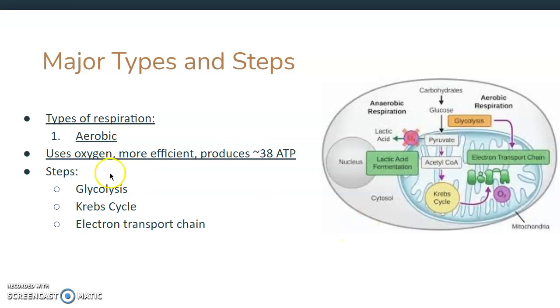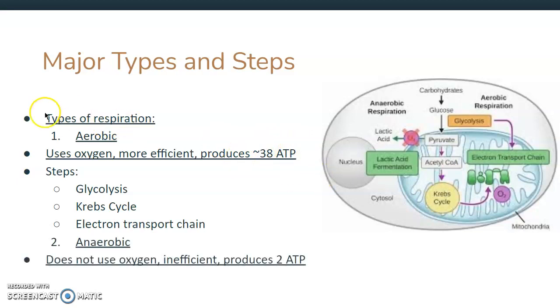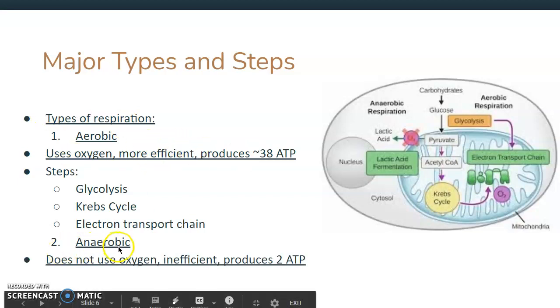Because it uses oxygen, as we saw in our overall chemical equation, we need oxygen, and it's all about producing a lot of energy. Aerobic produces a lot. Anaerobic is our second type, which does not use oxygen, is inefficient, and only produces 2 ATP. The only step that occurs for anaerobic respiration is glycolysis.